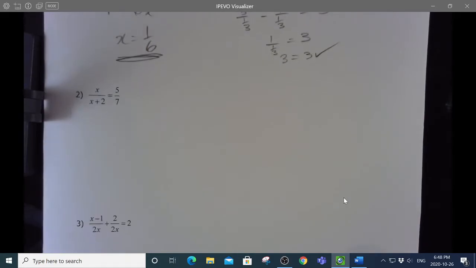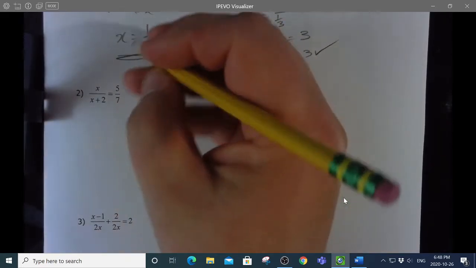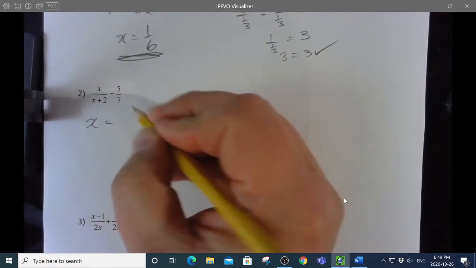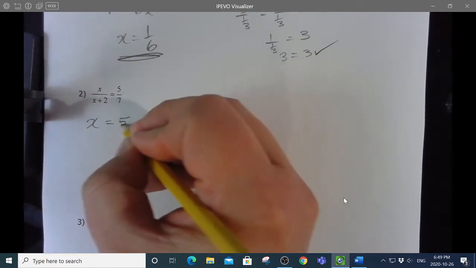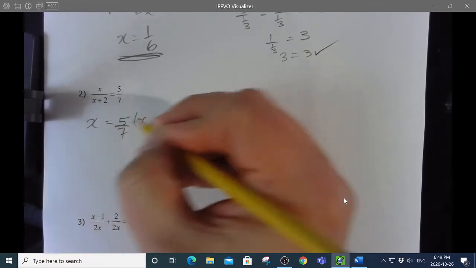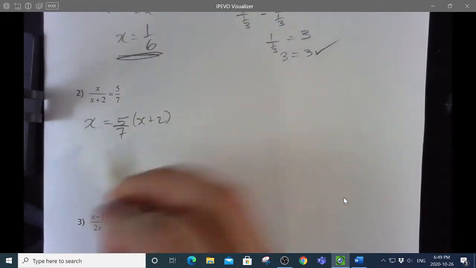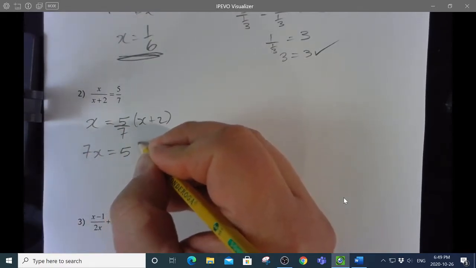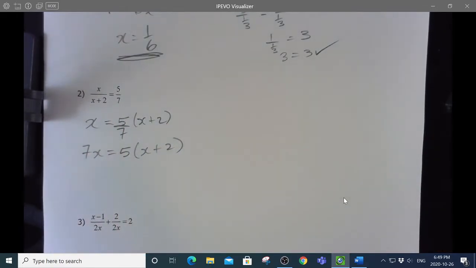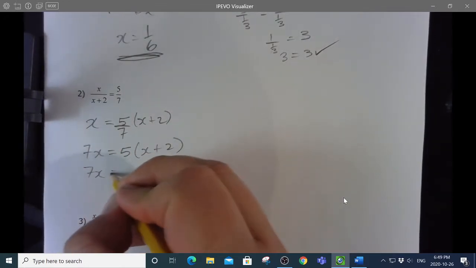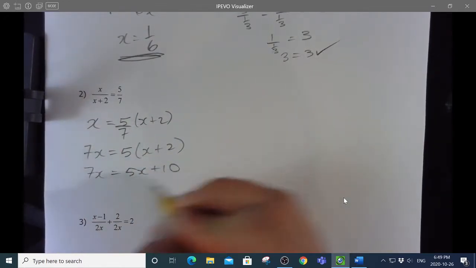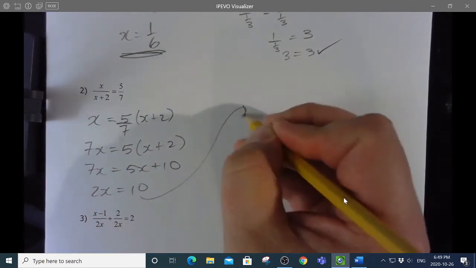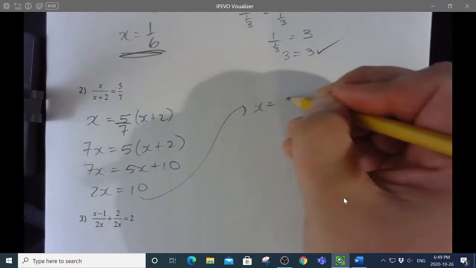All right, number 2. I'm going to multiply both sides of the equation by x plus 2, which cancels it on the left. And on the right, it leaves me with 5/7 times x plus 2. And I might as well multiply both sides of the equation by 7 while I'm at it. Cancels it on the right. And then I'm going to distribute. Minus 5x from both sides. I'm kind of out of room, so I'll go up here. So x is equal to 5.